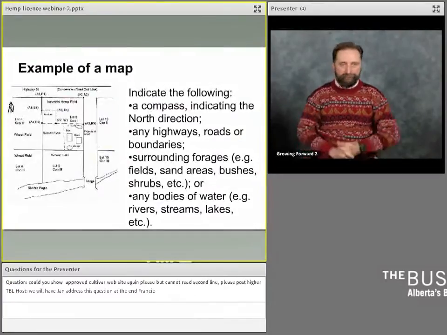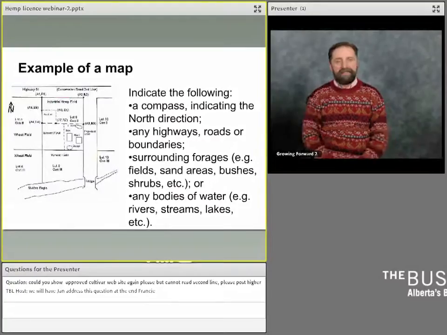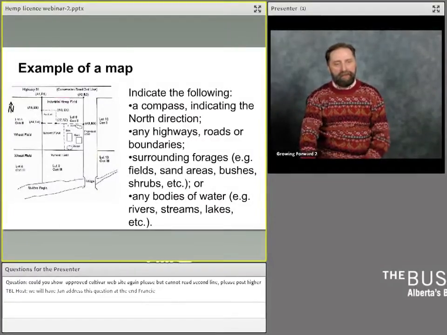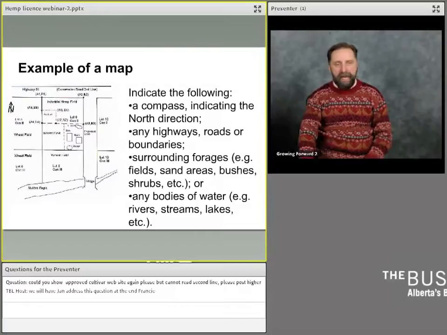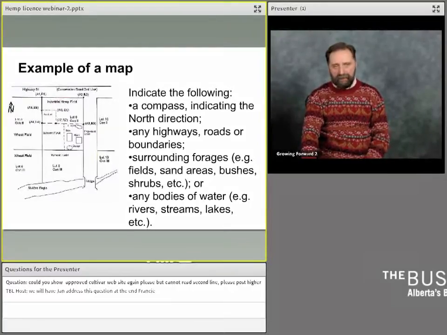Speaking about maps, here I'm providing an example of a map. This one was probably hand-drawn, but you also can use county maps. You also can use Google Maps. And what is important, this map is for inspectors that will come to visit your hemp field. THC samplers will be collecting THC leaf samples for analysis.